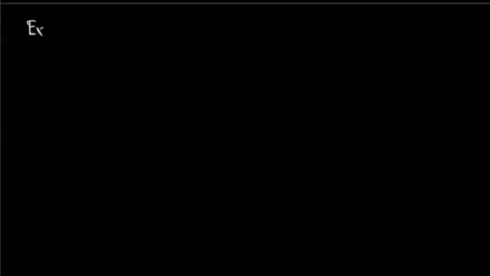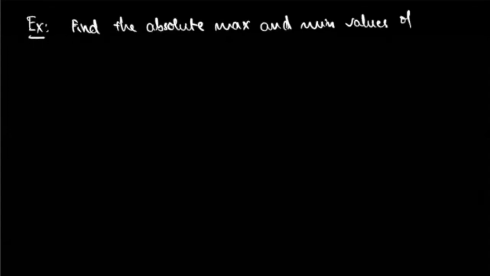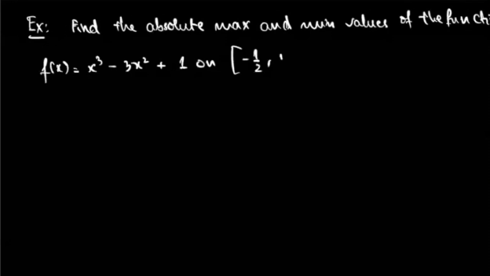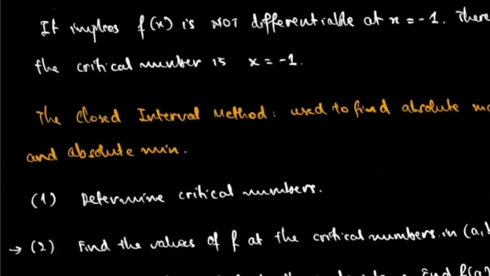So example, find the absolute maximum and absolute minimum values of the function f of x equal to x cubed minus 3x squared plus 1 on the interval between -1/2 and 4, so a closed interval. So let's go back to the note of the closed interval method.